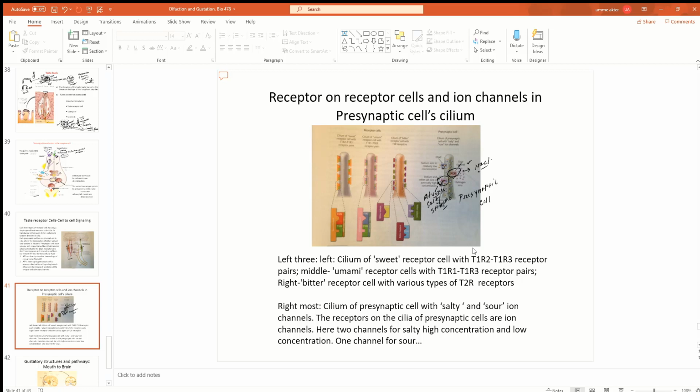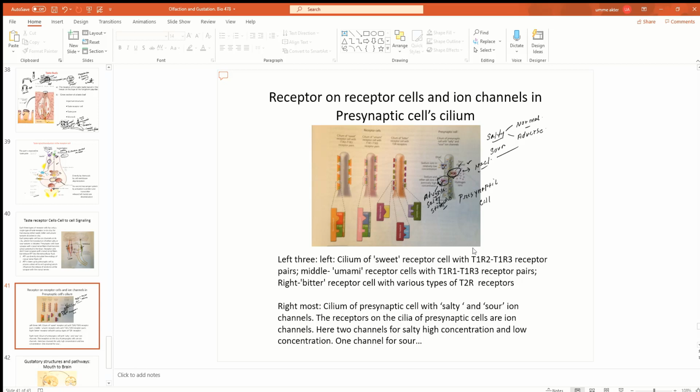Okay, and another one is for sour. So three types of channels here, two for salty and one for sour. Salty channels, two types: one for normal concentration of sodium, and another for very high concentration or adverse channels. And sour, only one type. So that is presynaptic cilia.